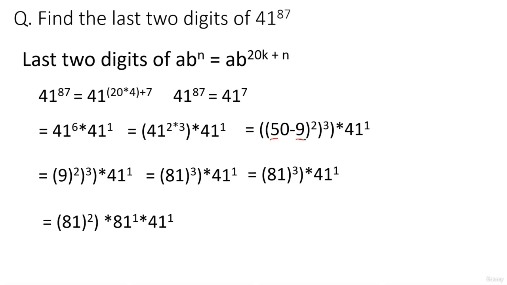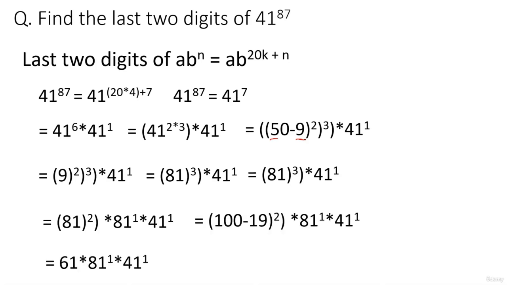81 is 19 less than 100, so the last two places of 81 square will be the same as the square of 19, which is 61, right? So find the last two places by multiplying these three numbers, the answer will be 81. Okay, if you're not liking this method, कोई बात नहीं, we have a quick shortcut for this method, rather for these questions.